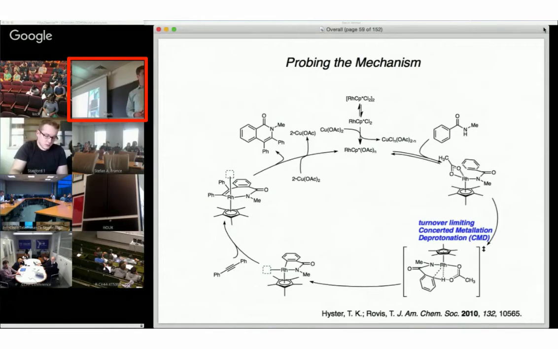So that generates this rhodacycle that's on the bottom left. Alkyne coordination, migratory insertion, and reductive elimination generates rhodium(I). Rhodium(I) has to be oxidized back up to rhodium(III), and that's the other role of copper(II) in this chemistry.